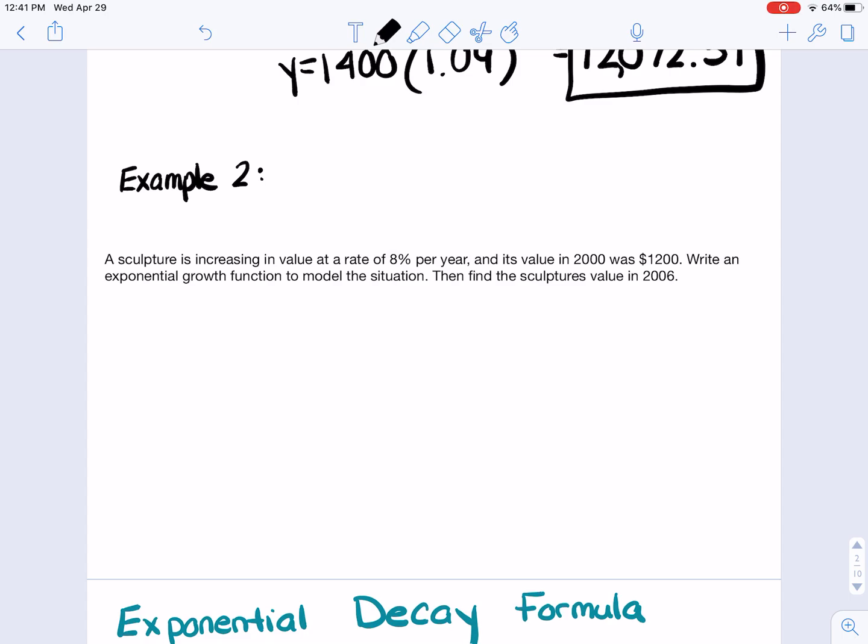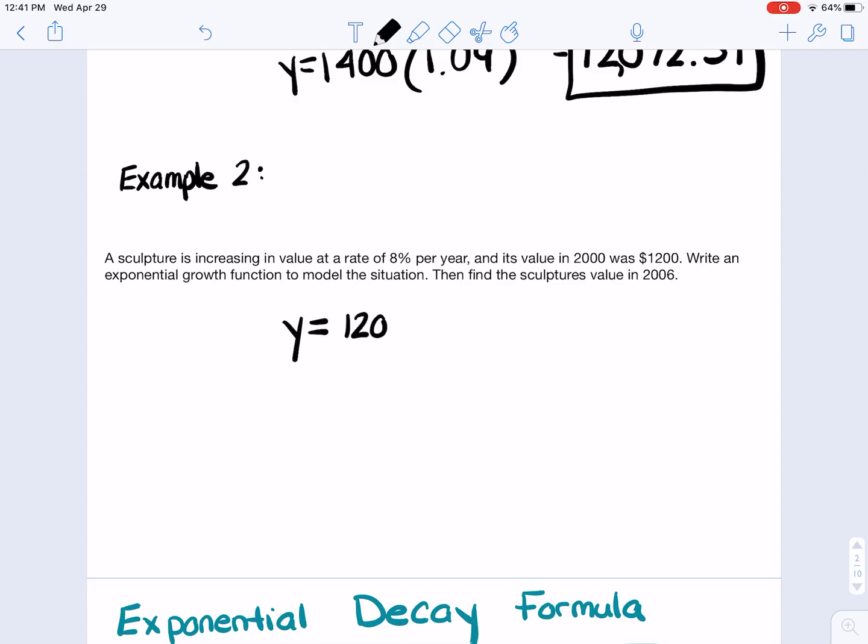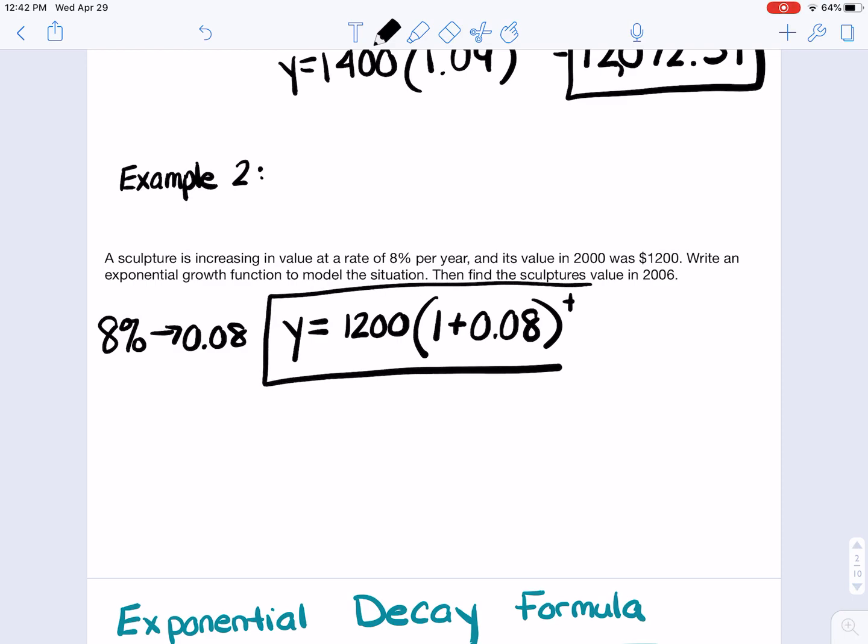So for this one, we have y equals, your starting value is 1,200. I have 1 plus, I need to make 8% a decimal, and that's 0.08. And I'm going to just raise it to a power of t because they just want the modeled function, and there it is.